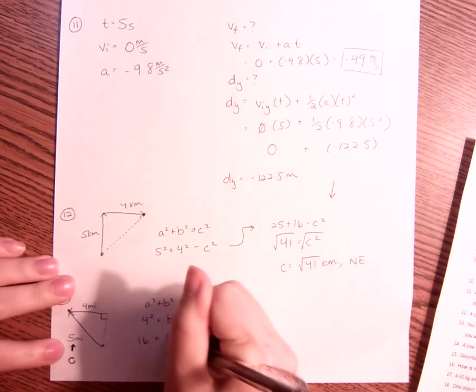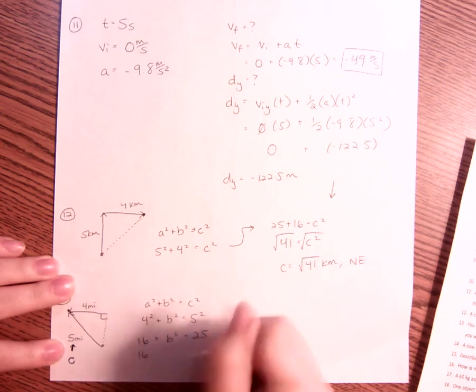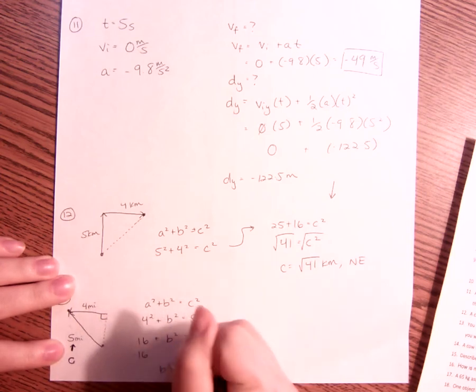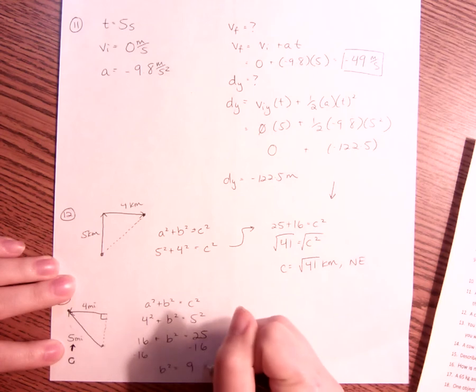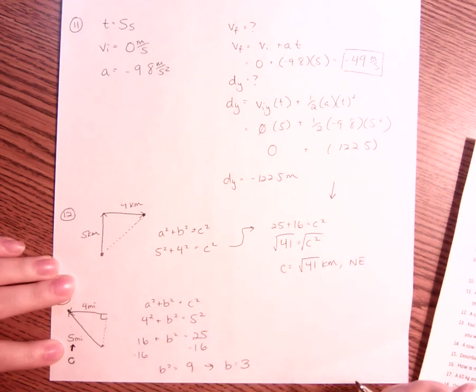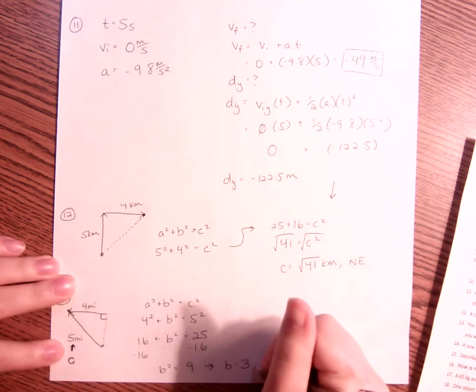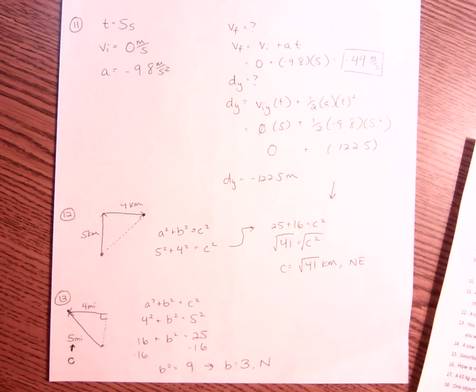So 16 plus b squared equals 25. Subtract 16 over. B squared equals 9, which means that b equals 3. And which direction was this vector pointing? North. 3 north.